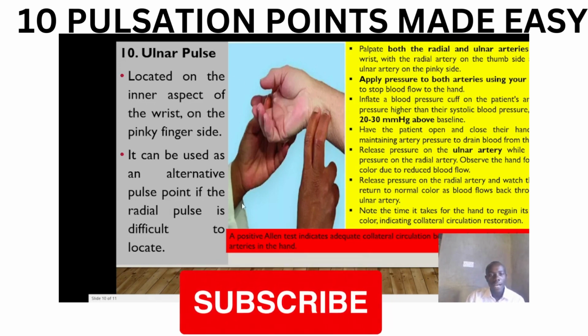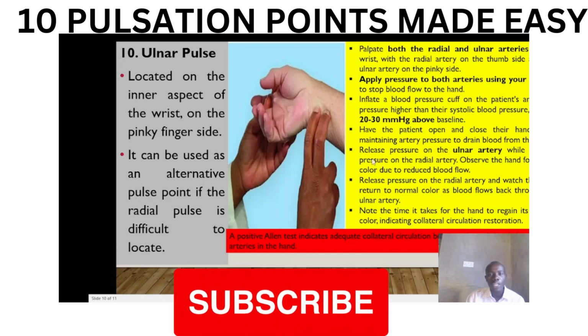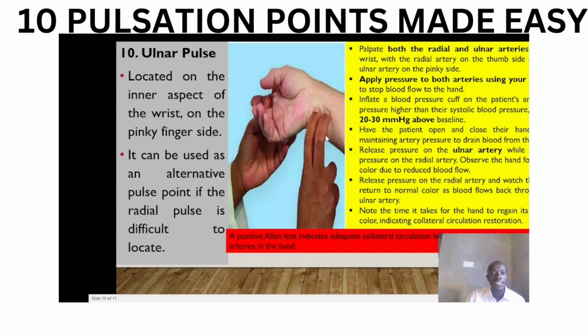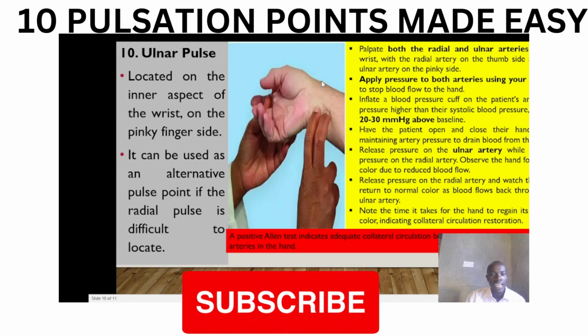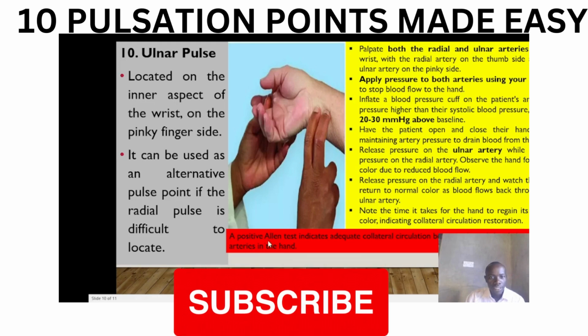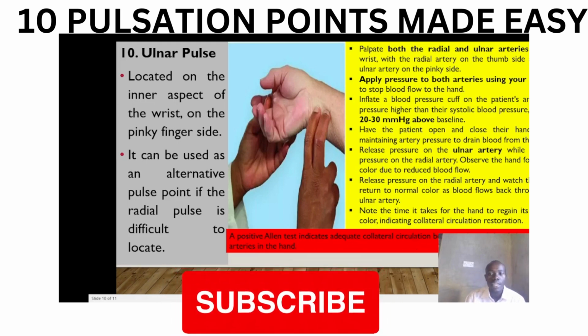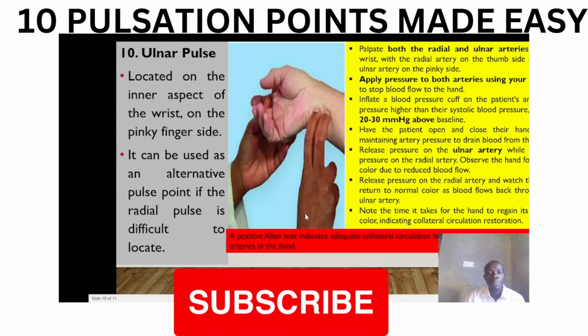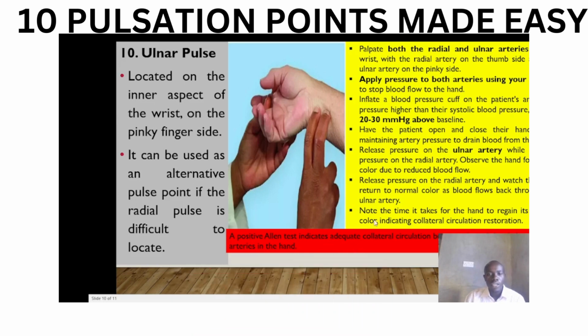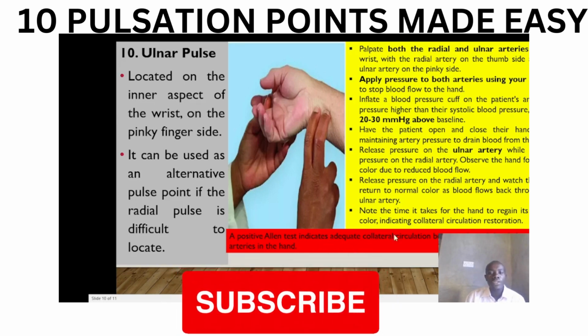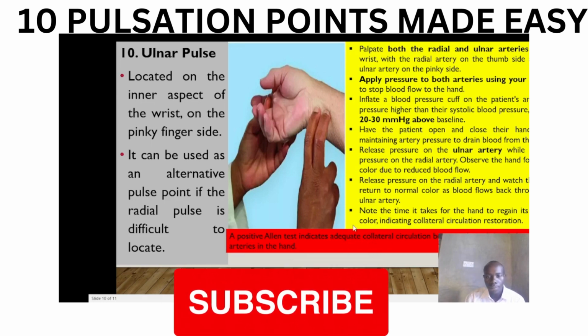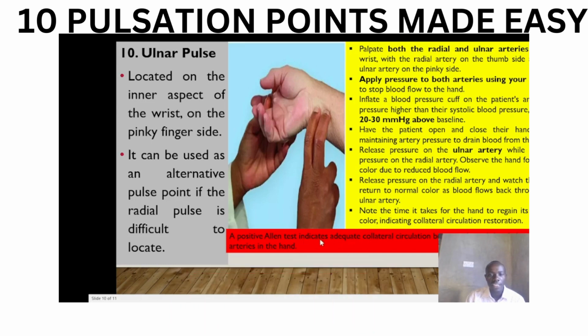I would like to remind you about the Allen test, where we normally compress the two arteries at a go, that is the ulnar and the radial, to test collateral circulation. A positive Allen's test indicates adequate collateral circulation between the radial and the ulnar arteries. So the Allen test tests the presence or the intactness of the collateral circulation. So when the collateral circulation is okay, perfect, we say the Allen test is positive.